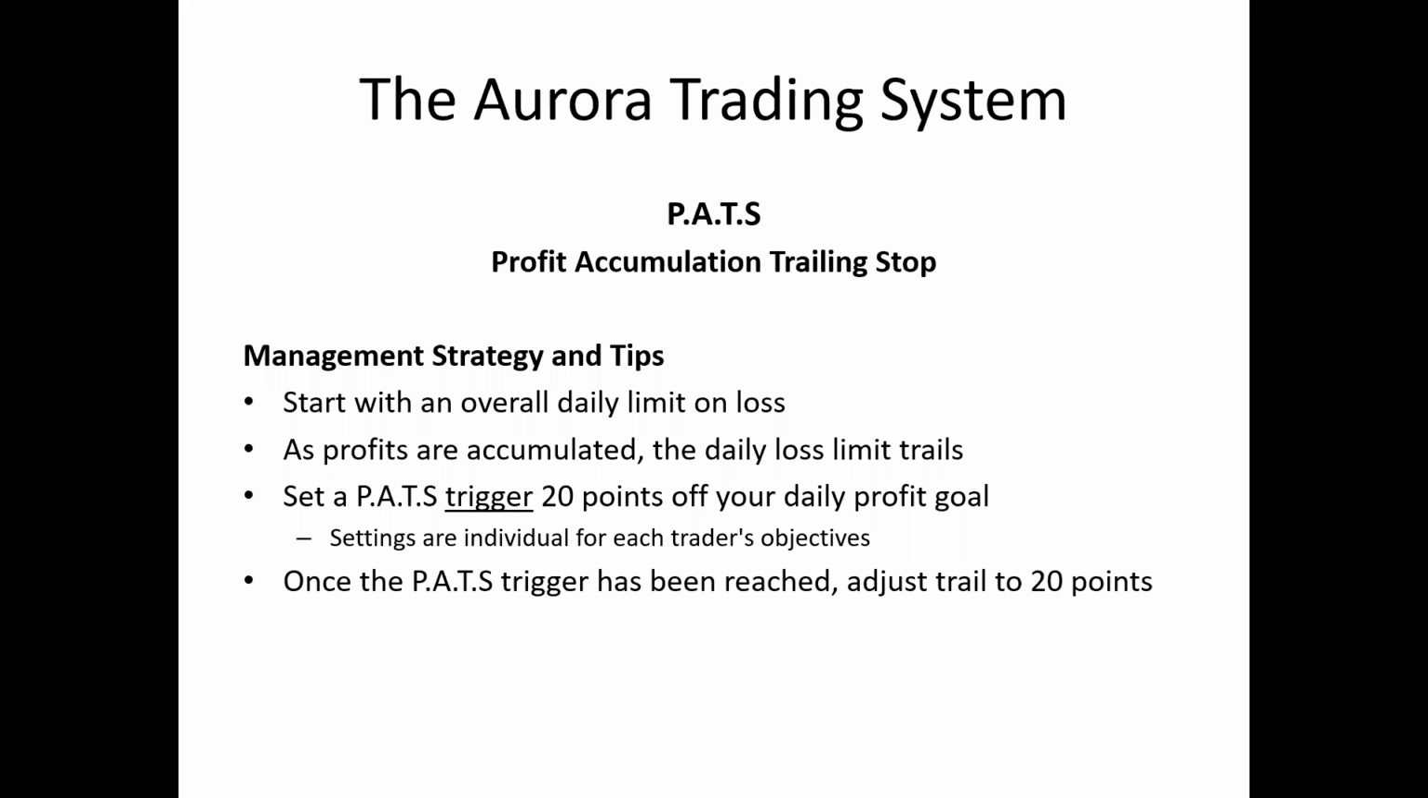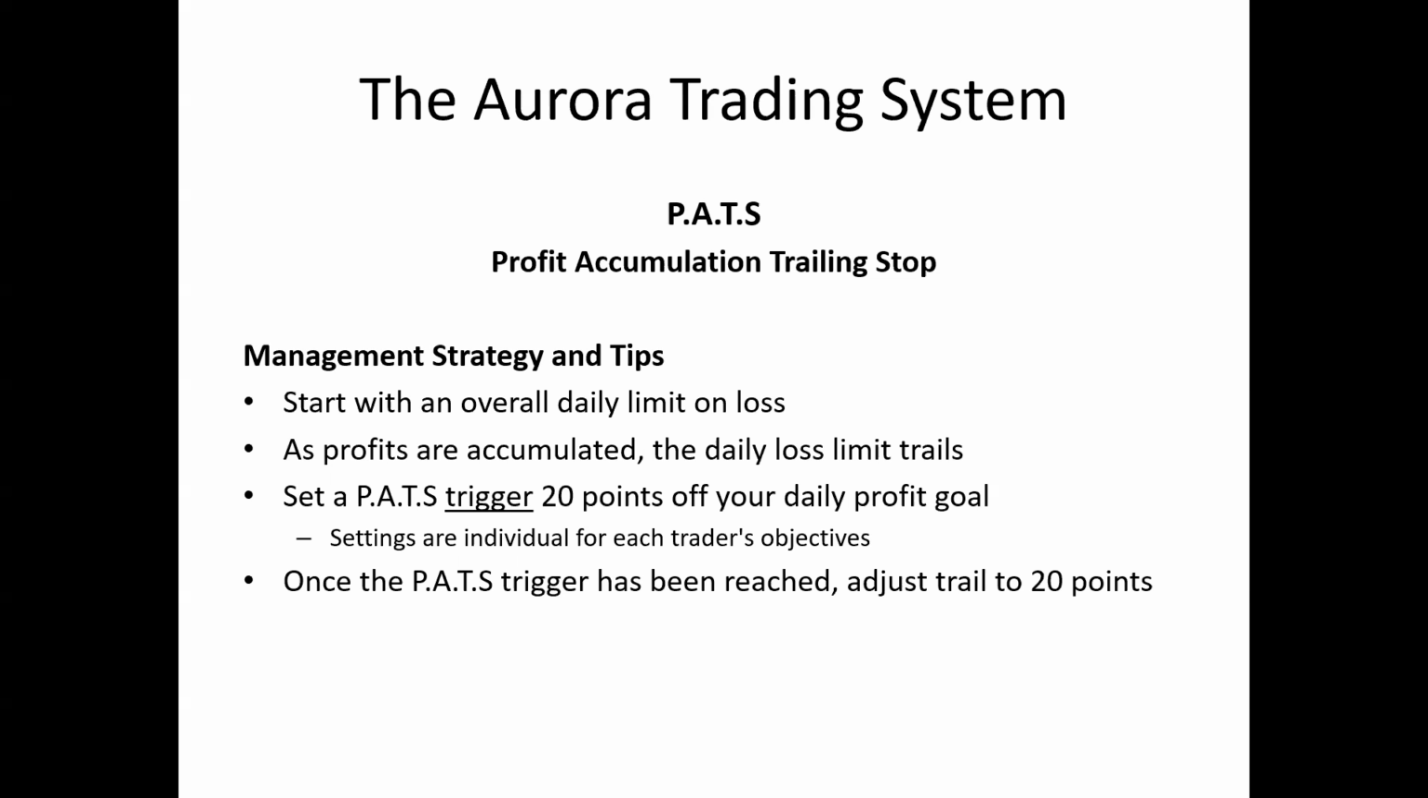I've told you, we've shared with you, ours is 85 points. As profits are accumulated, the daily loss limit trails. Now, if profits are not accumulated, in fact, if I'm accumulating losses like we started out today, my 85-point loss limit isn't going to change. It's never going to move to 100 because I've lost some points as I started out. But I'm starting with an 85-point daily loss limit. And as I accumulate profits, my overall loss limit risk for the day will be reduced.